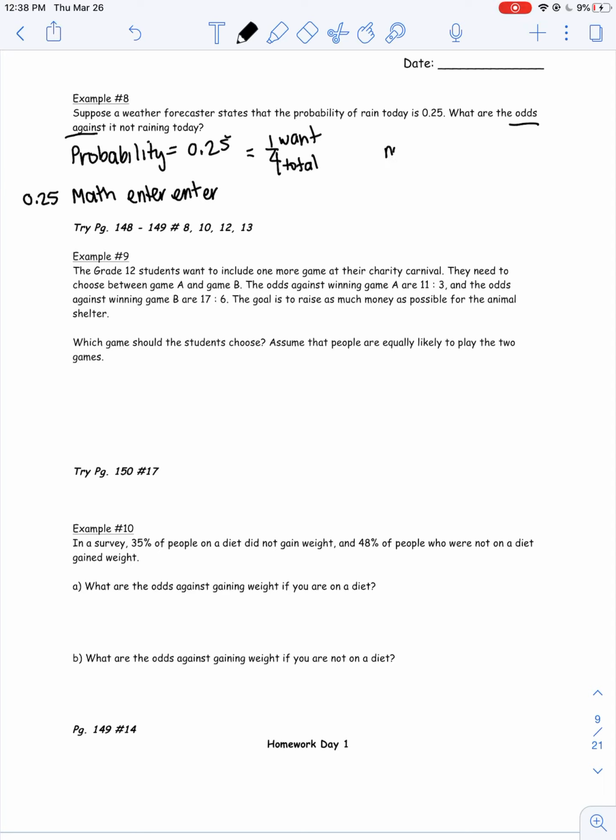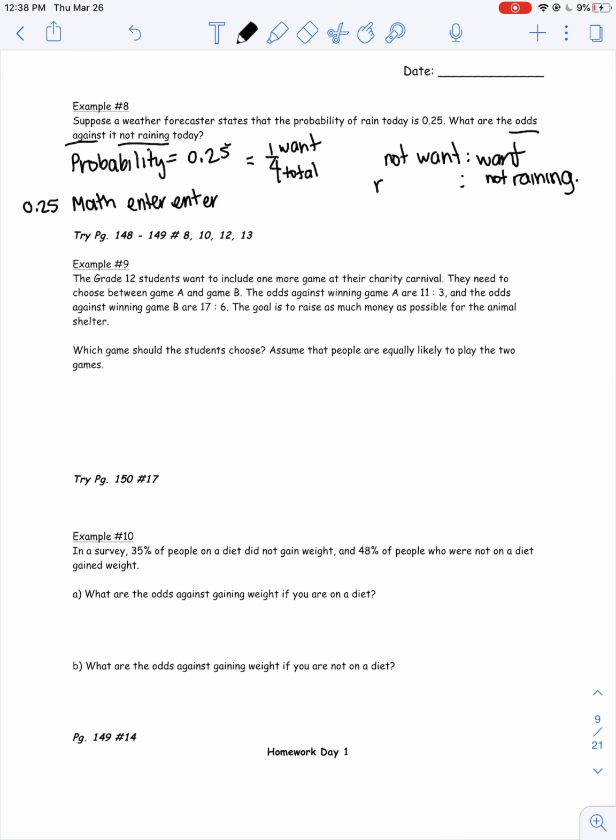The next question is they want the odds against. Odds against will be your not want to want. Now they want not raining today. So the want is not raining, which means that your not want is the opposite of that. So what is the opposite of not raining? Well, raining.